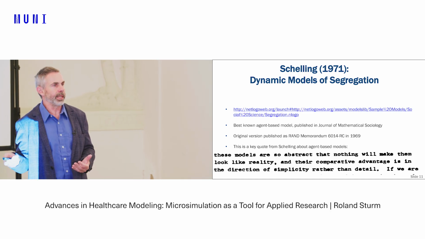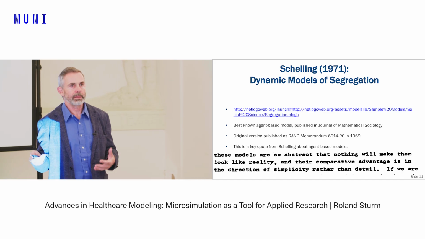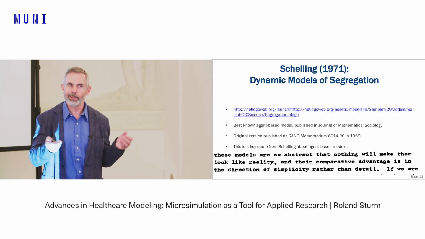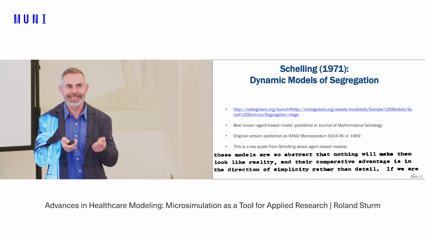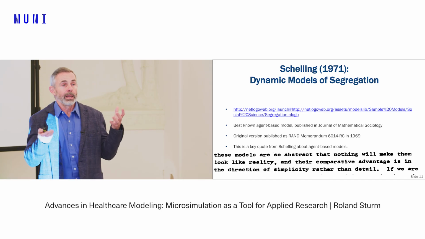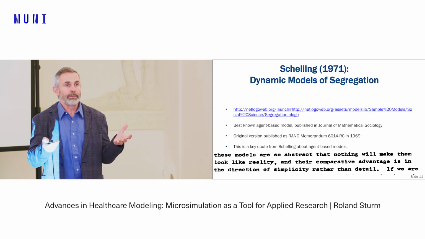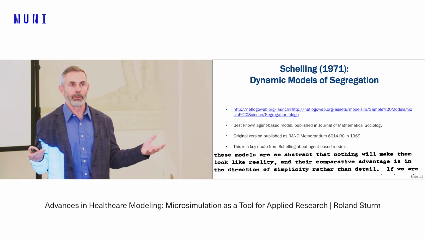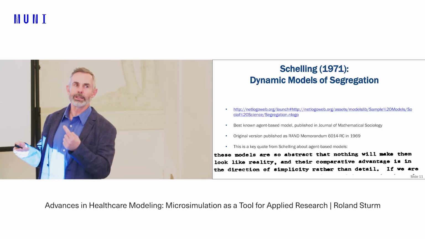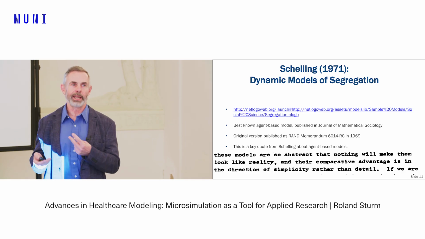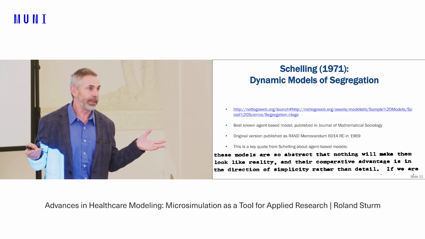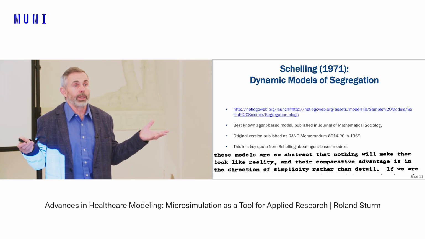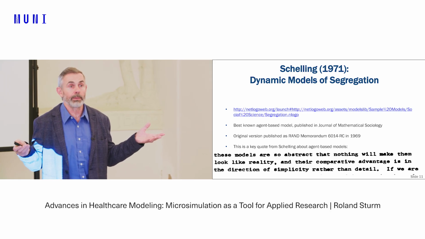Are people inherently racist? And so he started simulating, not with a computer, with paper and pencil and coins. What happens if people are really not racist? In fact, people like living in diverse neighborhoods, but they do not want to be the only person in a neighborhood where everybody else is different. They're perfectly fine to be in a minority. What happens? Does segregation appear?